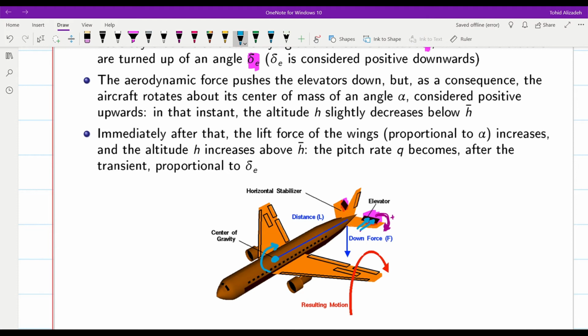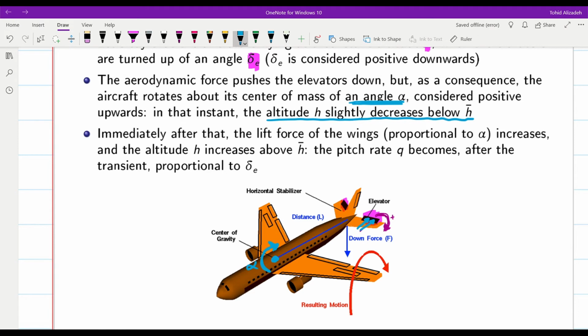As it rotates, at the first moment the altitude h will slightly decrease below h bar. And we assume that the aircraft rotates by an angle alpha, which is considered positive upward. So this is the positive direction for alpha.